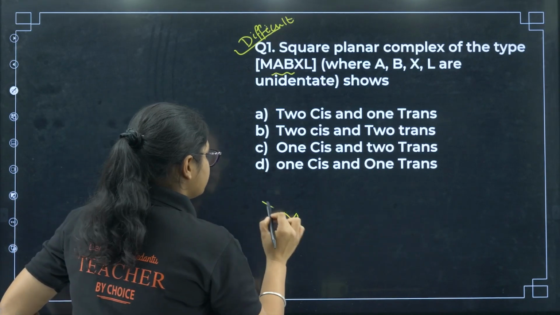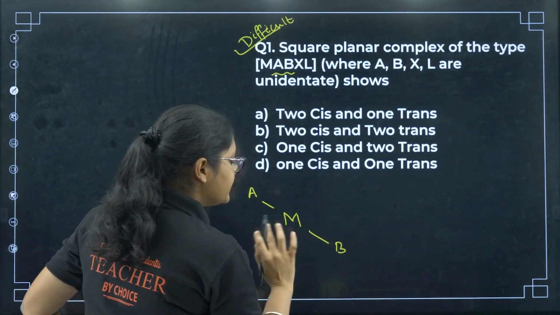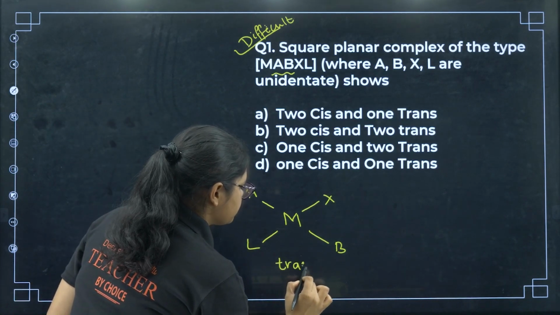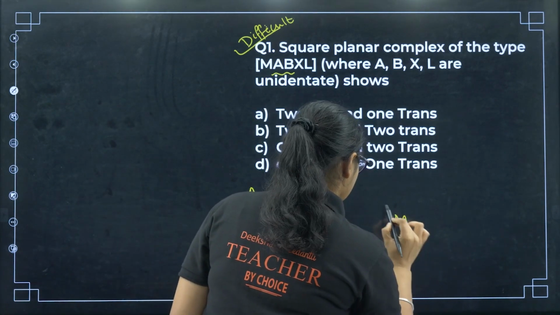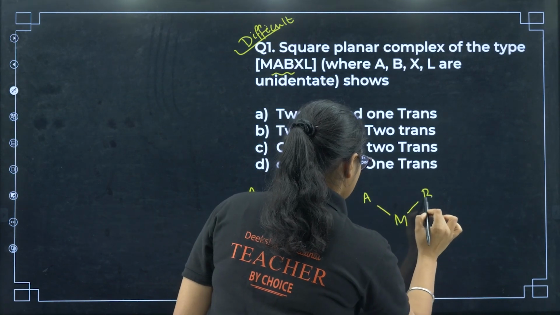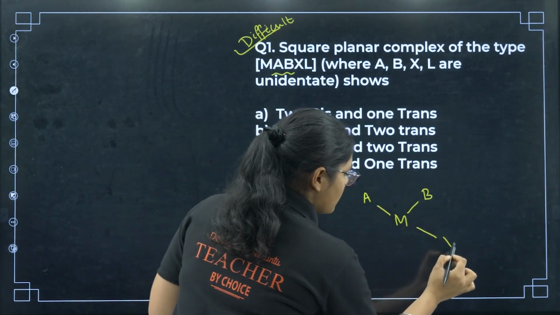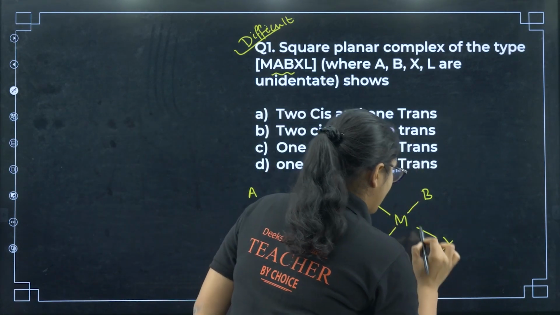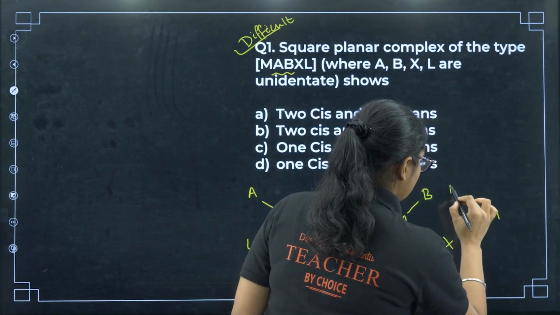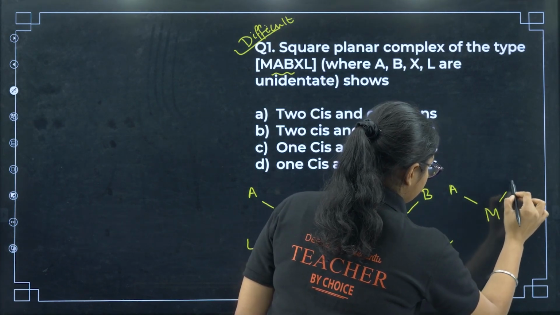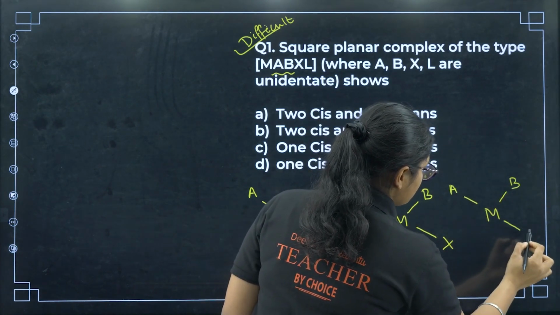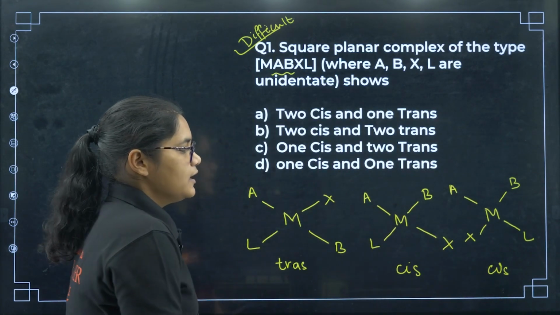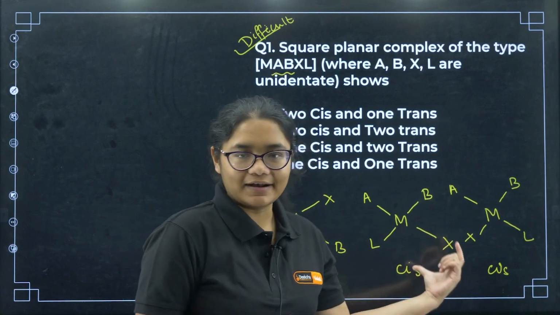So A and B, if I first keep them like this, it is trans, and I have X and L. So this is one form of trans. Now I can have another type where A and B are cis, and I put X opposite to A and L here. This is one cis. Another way I can put is M A B, and I keep L opposite to X. So this is also cis. Clear? You can find we have 1 trans and 2 cis forms.